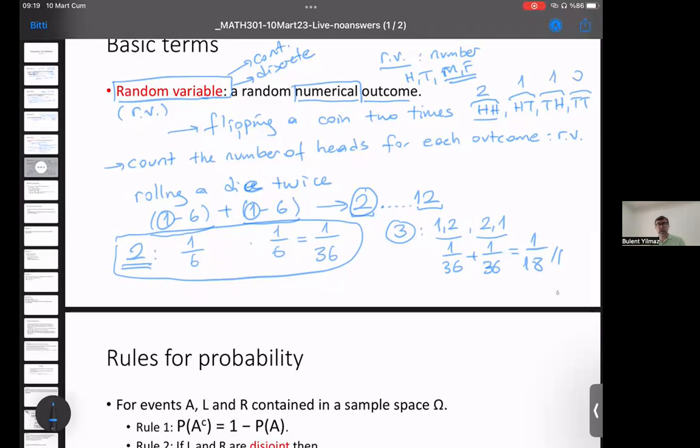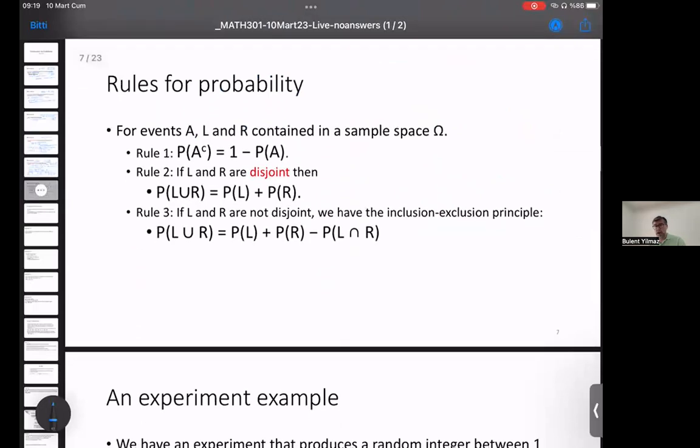Okay, so I hope you got the main idea here. Any questions up to now? Any concerns that you might have? I think it's easy at this point, right? So let us continue with the rules of probability.